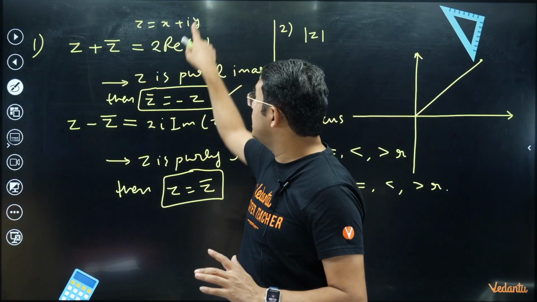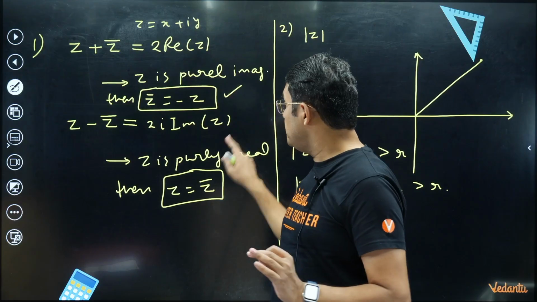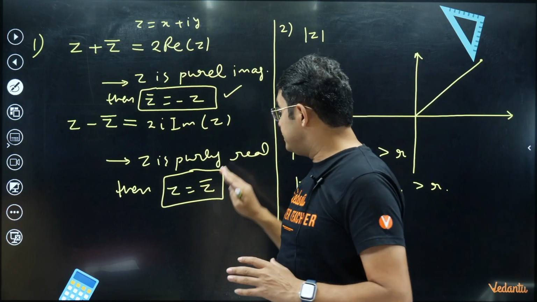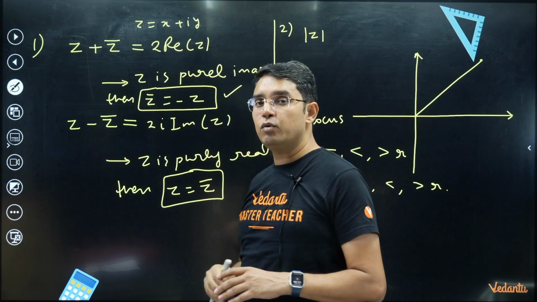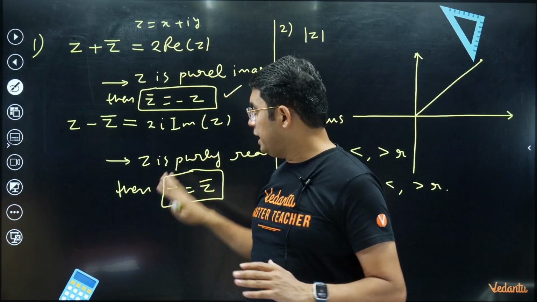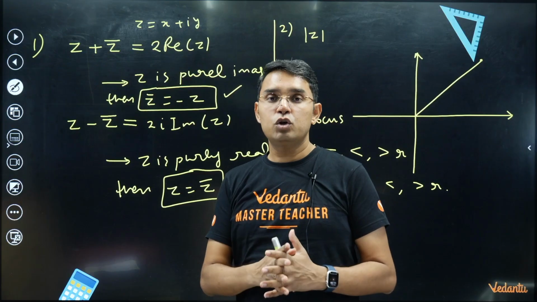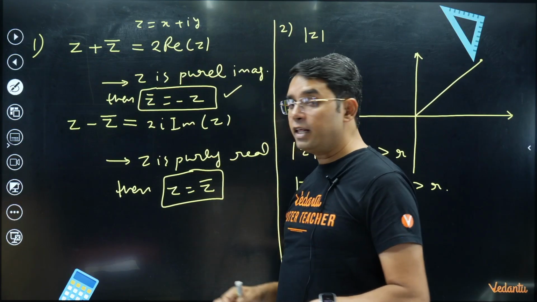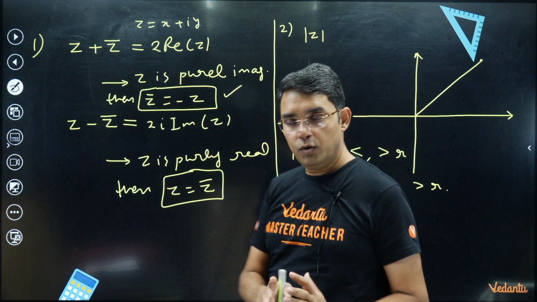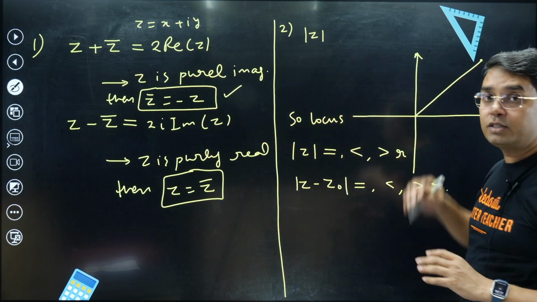Similarly, Z minus Z bar will be 2 times iota times the imaginary part of Z. So if Z is purely real, then Z will become equal to Z bar. Again, this condition can be used to solve those questions where you are given that Z is purely real. Okay. Now the second thing, mod Z.